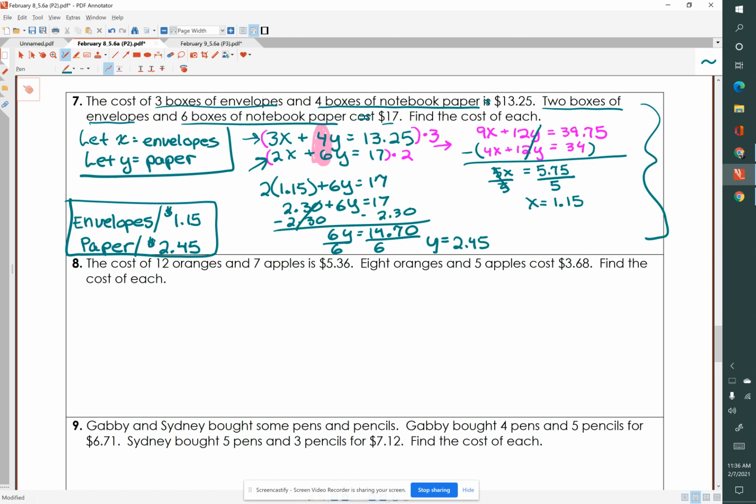So let's go to number 8. The cost of 12 oranges and we're adding 7 apples is $5.36. 8 oranges plus 5 apples is $3.68. This is very much like problem number 7. So then it says find the cost of each. So let's define our variables by creating an X box.